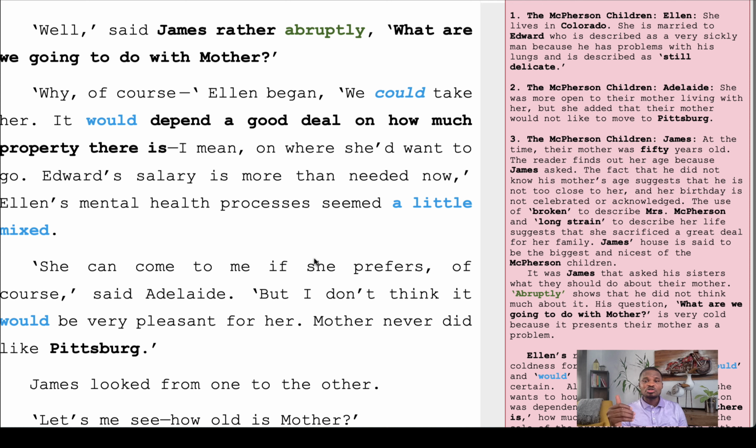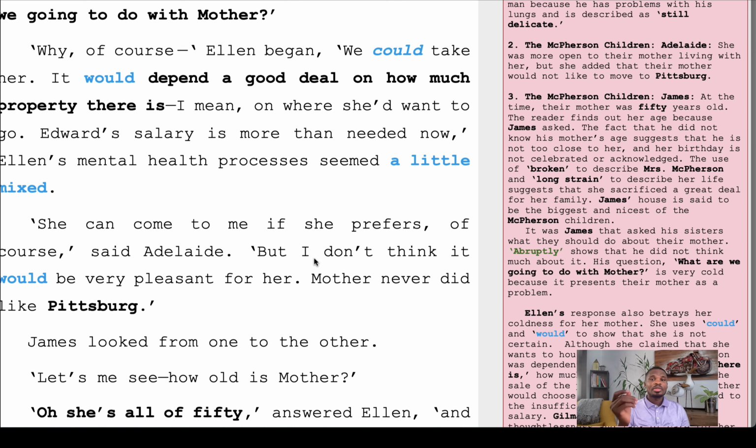James's house is said to be the biggest and nicest of the McPherson children, so we're going to see that later. So observe the words that Ellen uses: we could, it would, so, and we see that. And then we see the next person that speaks is Adelaide, and says she can come with me if she prefers. "Of course," said Adelaide. "But I don't think it would be very pleasant for her. Mother never did like Pittsburgh."